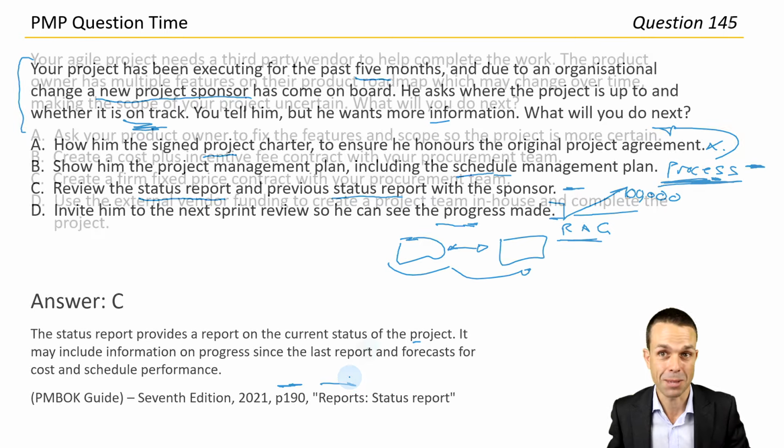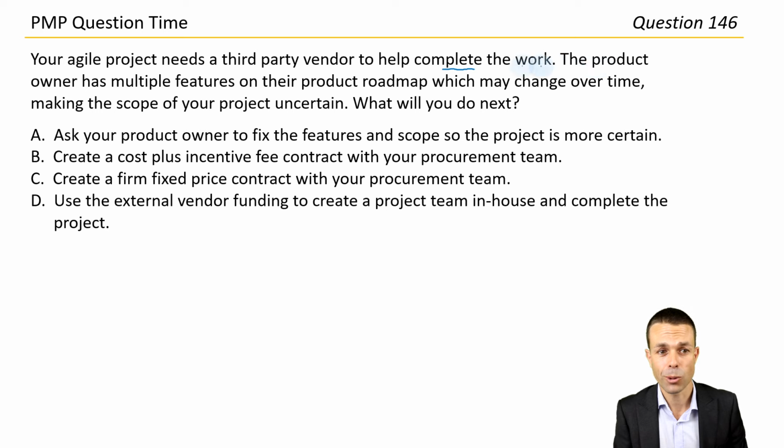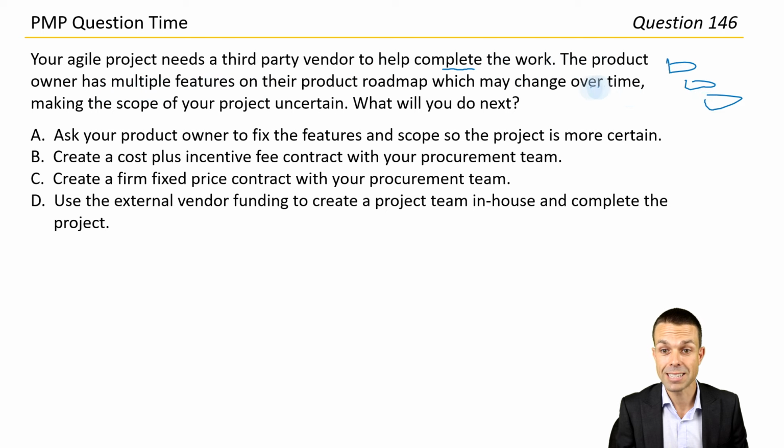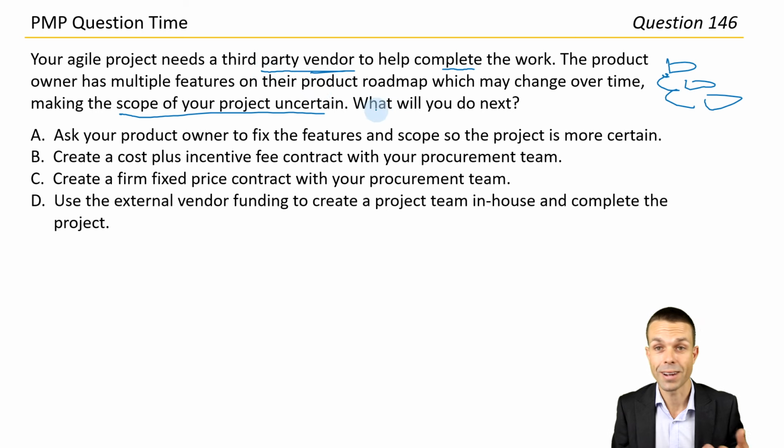Your Agile project needs a third-party vendor to help complete the work. The product owner has multiple features on their roadmap, which may change over time. They might be reprioritized, for example, making the scope of your project uncertain. Okay, so we've got a vendor and we've got uncertain scope in an Agile project. So how do we manage that in an Agile project? What do we do next?